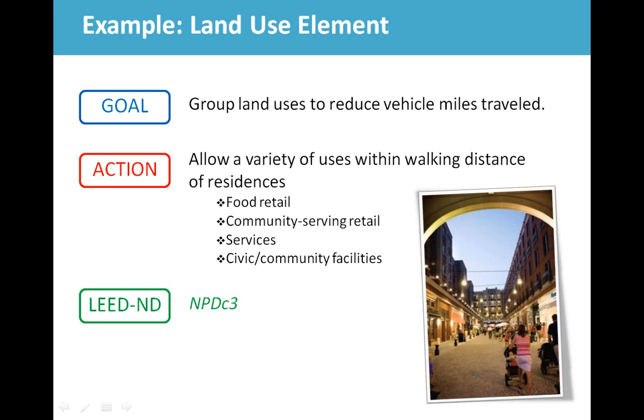The land use element strategy also recommends planning goals and actions to encourage diverse land uses. For example, the strategy includes a recommended goal to group land uses in accessible neighborhoods and regional centers to reduce vehicle miles traveled and encourage walking, biking, and transit use. The related planning action involves allowing a variety of uses such as food retail, community serving retail services, and civic or community facilities within a walking distance of nearby residences. This planning goal and action derives from NPD Credit 3, mixed-use neighborhood centers.